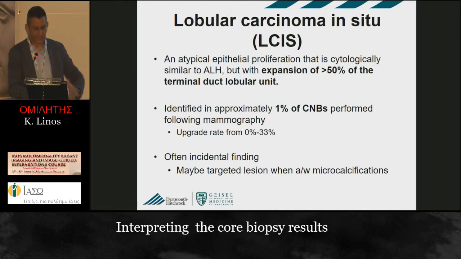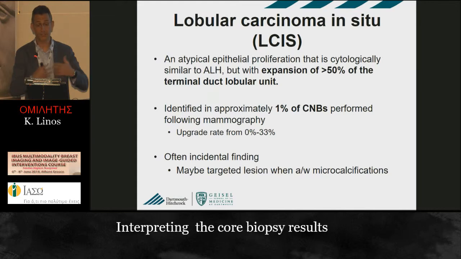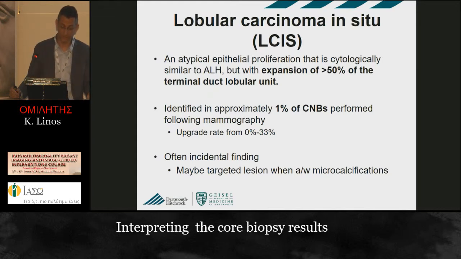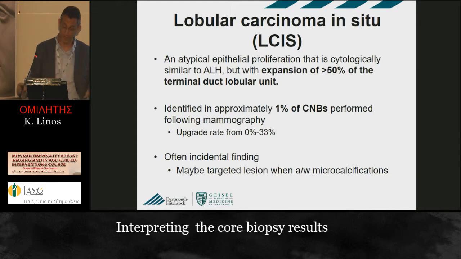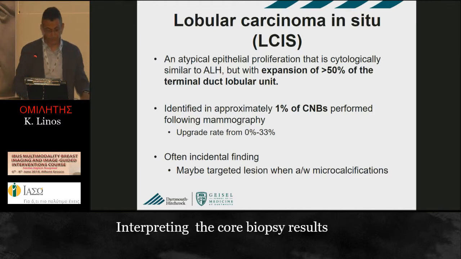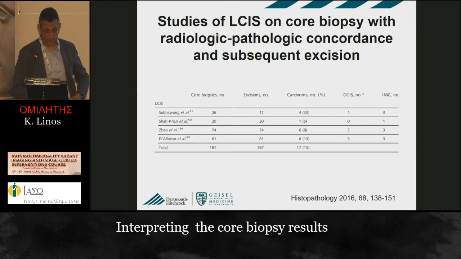LCIS is basically an atypical epithelial proliferation that cytologically looks exactly like ALH, but the expansion of the terminal duct lobular unit is more than 50%. LCIS is found in about 1% of core needle biopsies performed following mammography. And you see a lot of different rates in the literature, but again, all these numbers come from studies that do not have a strict radiological pathological correlation. It's often an incidental finding, and maybe, especially with the variants of LCIS, it may be a targeted lesion associated with microcalcification, but most of them are not.